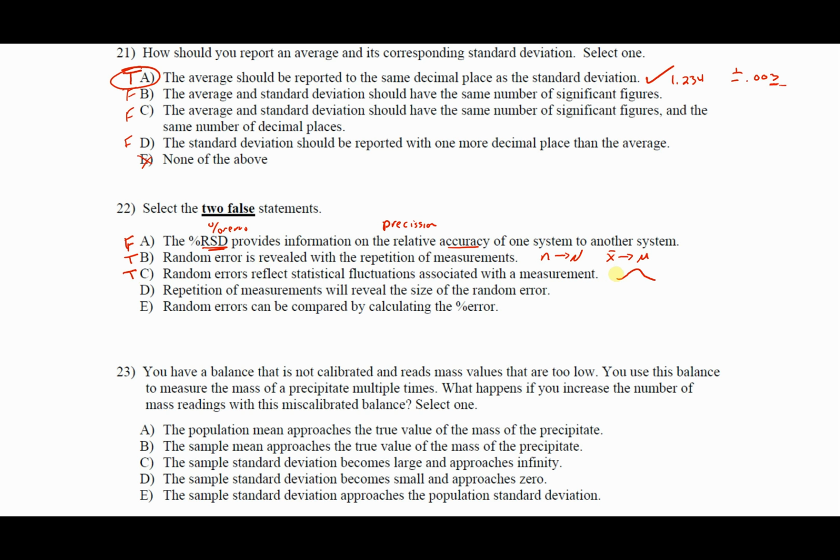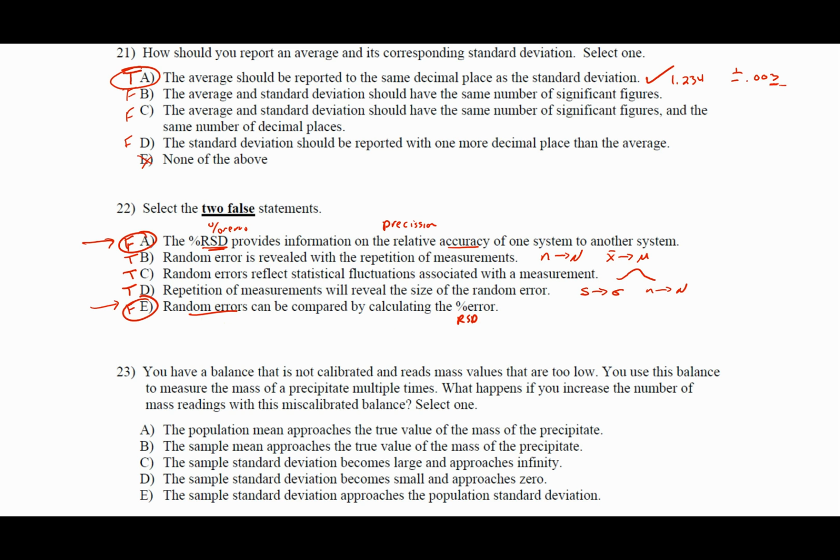Yeah. As you know more about the random error, right, you know more about its size. Specifically, S approaches sigma, right, as N approaches capital N. So absolutely true. Random errors can be compared by calculating percent error. Once again, that's false for the same reason. A is false, right? Random errors are RSD. So basically, 22 is the same question twice.